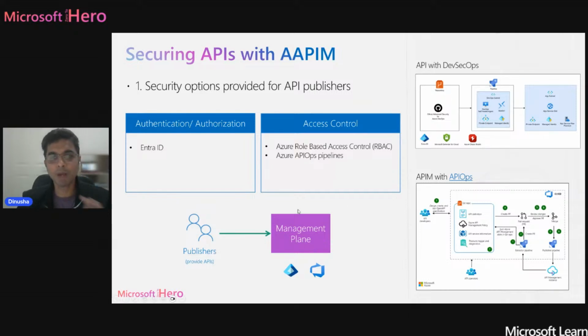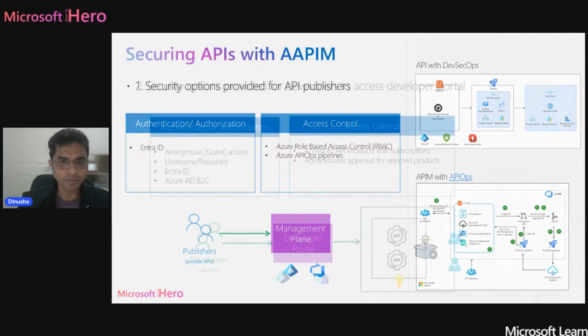Then we can use the publisher pipeline, the next one, to securely populate changes to other environments. We can have gates, we can have approvals for multiple environments. It would be pipelines and releases, so we can do that as well. That's how we normally secure the publisher portion of API management.